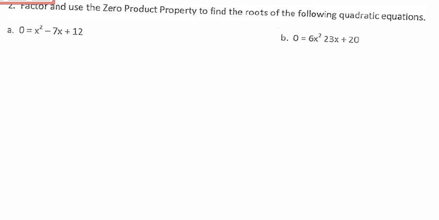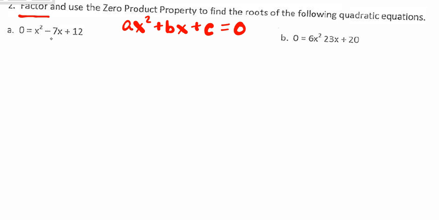Problem number 2 asks us to factor and use the zero product property to find the roots of the following quadratic equations. Problem A is 0 equals x squared minus 7x plus 12. So to factor, we're going to need our diamond and generic rectangle. Before we draw our diamond and generic rectangle, we want to make sure that it's in the proper order. So ax squared plus bx plus c equals 0.